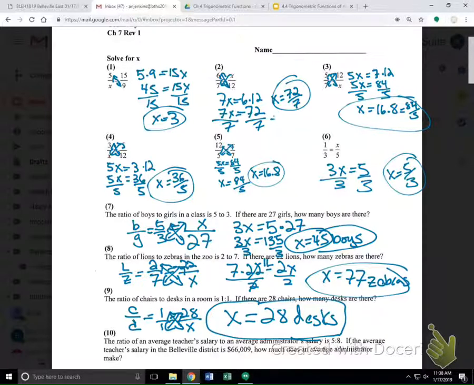So for number 8, why did you switch it? What did I switch? The 2 and 7. Oh, so you cross. I just cross multiplied: 2 times x, 7 times 22. I took a 2 out, so I ended up with 7 times 11. Okay with that? Yes. Okay, so I'm going to clear this slide so we can go on to our next group.